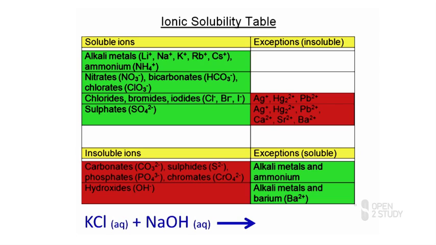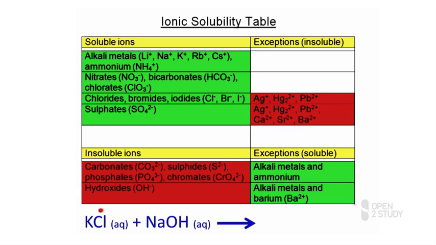If I have a look at my two compounds, first the potassium chloride. It's made of potassium ions and chloride ions. Have a look at your solubility table. Are there any rules for these? Potassium, up here at the top, potassium is always soluble. There are no exceptions. So potassium is not going to form any precipitate.